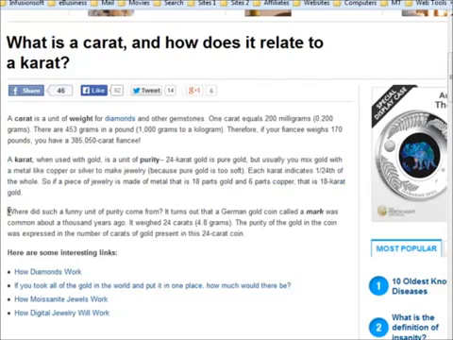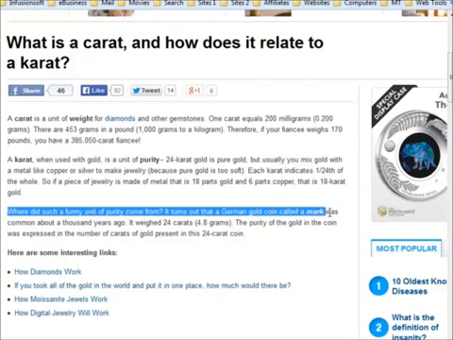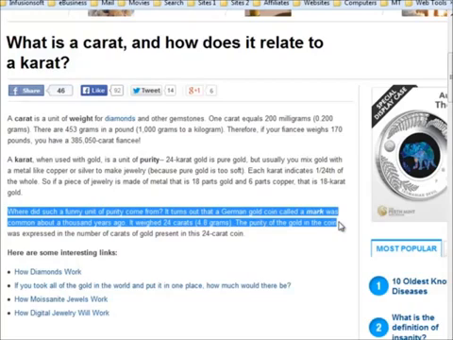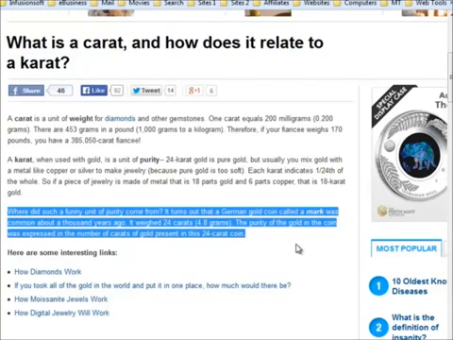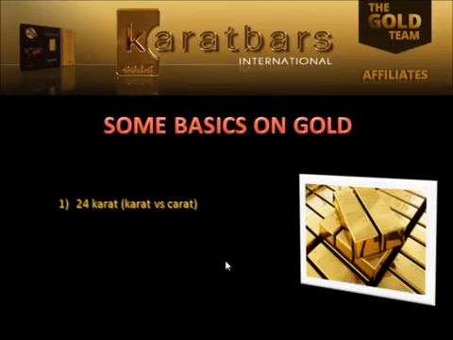This is interesting. Where did this funny unit of purity come from? It turns out that we got the Deutschmark 1,000 years ago. There was a coin, and it weighed 24 carats, or 4.8 grams. So the purity of the gold in the coin was expressed in the number of carats of the gold present in the 24 carat coin. So I thought that was very interesting. So that's the difference between a K and a C. The C is to do with weights regarding precious stones, such as diamonds, and K with a carat is to do with the purity of gold, and 24 carat is regarded as pure gold.